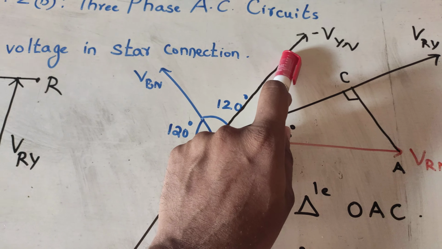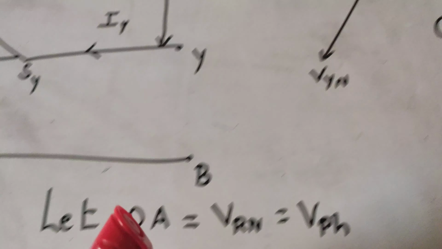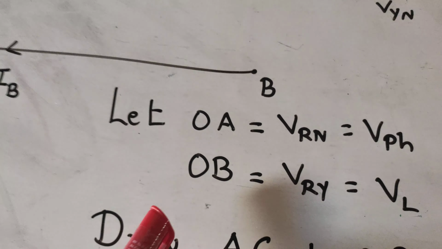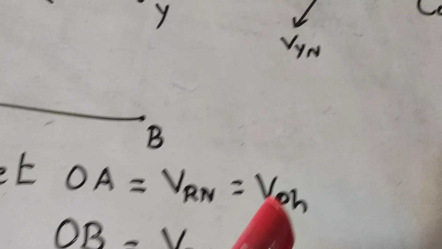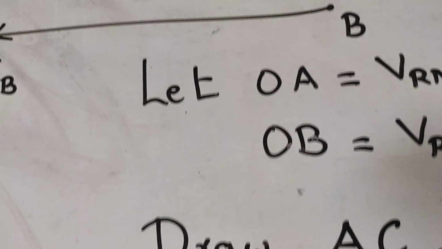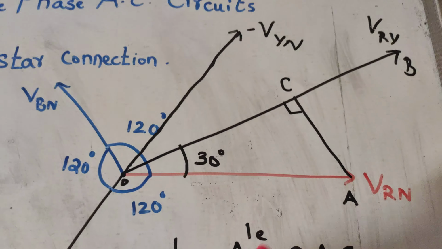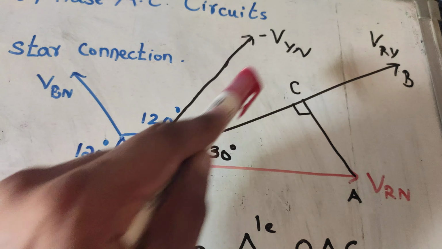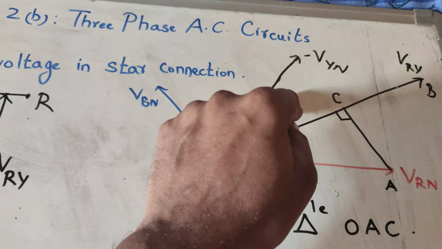Let us see how to get the relationship between line and phase. So, if I consider OA as VRN, I say let OA be equal to VRN, which is the phase voltage. Similarly, I say OB is equal to VRY, which is nothing but the line voltage. So, I draw AC perpendicular to OB such that this straight line is cut by the perpendicular bisector.